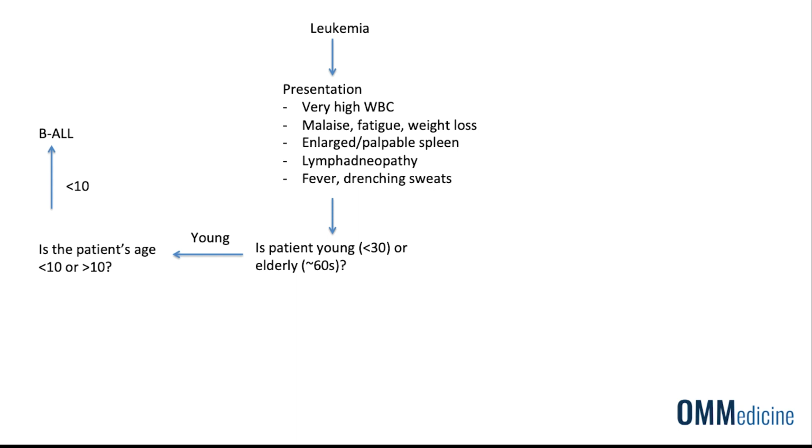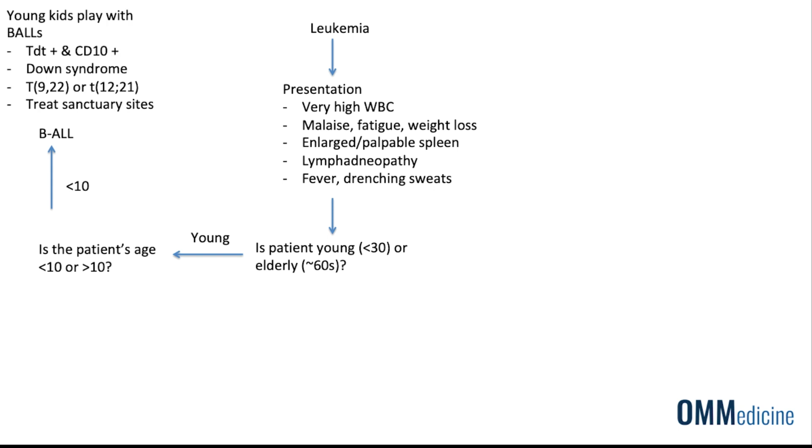So as we just mentioned, BALL is going to be associated with much younger children. It will be TdT and CD10 positive. It has a much higher prevalence in children with Down syndrome. It will have either the translocation of 9;22, which is your Philadelphia chromosome, or your T(12;21) translocation. And then a key fact that you need to remember about BALL is that you need to treat the sanctuary sites, which are the CNS or the testes, which is out of scope of this video, but it is something you need to remember for treating children who have BALL. And one of the key ways to remember this is that young children play with balls.